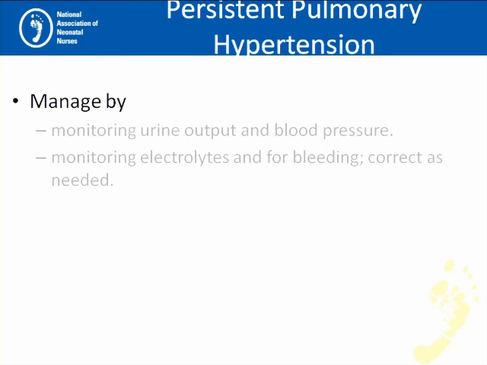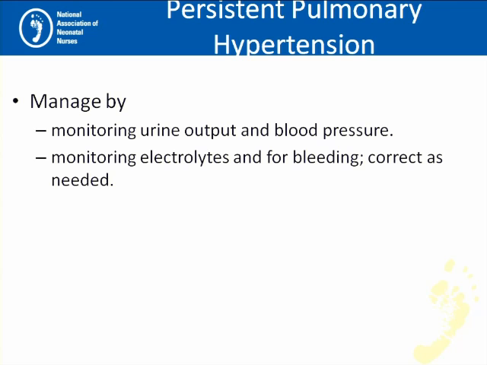We manage this by monitoring urine output and blood pressure, monitoring electrolytes and bleeding, and correcting them as needed. The PPHN mortality rate and the need for ECMO varies between 20 to 40%, and the infant may have residual chronic lung disease.